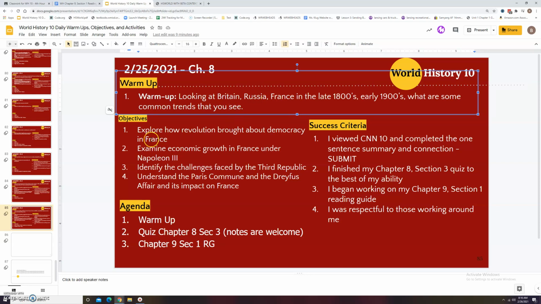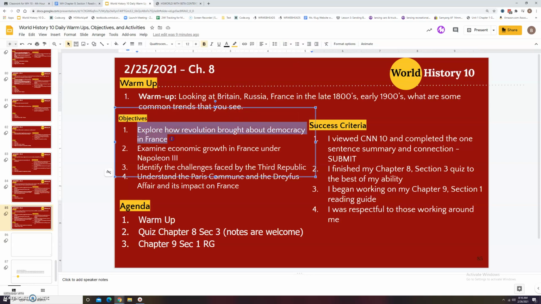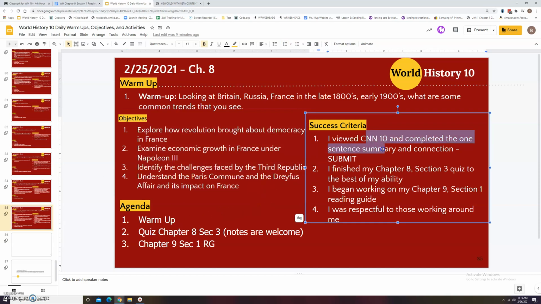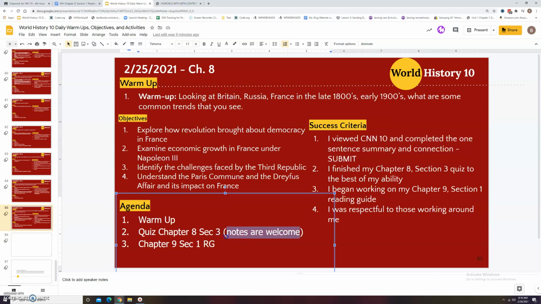Our objectives are basically the same: looking at France because we're taking a quiz on that, but then we're going to get into the next section. Do the warm-up with CNN 10 and submit that, please, week 25. Then you'll take the quiz. By the way, notes are welcome. Anything you wrote down on paper is fine to use.